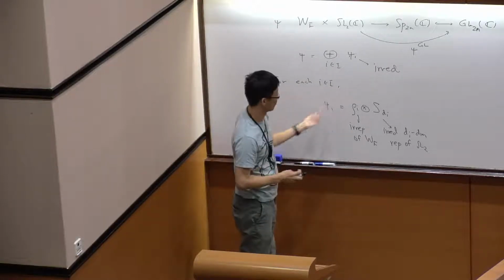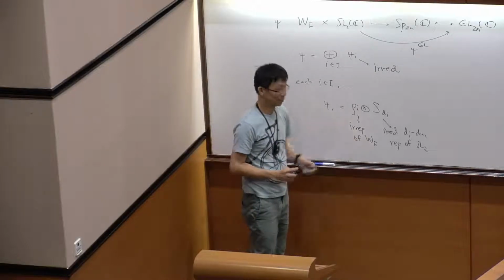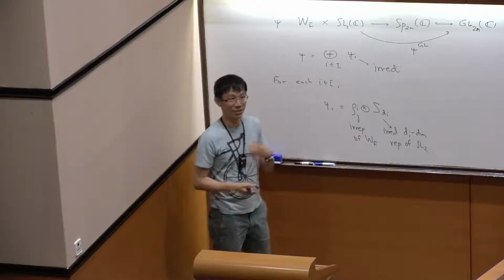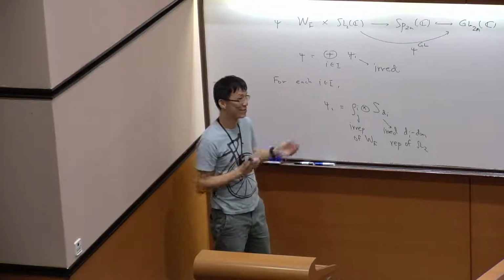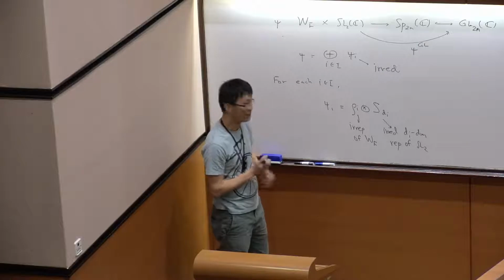Because, for example, if F were a complex number, then the Weil group is just C cross. So we just write down characters of C cross. So he wrote them down. I won't write them down right now, I'll write them down later.